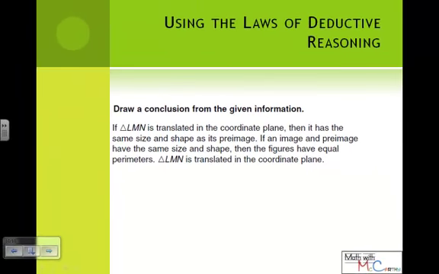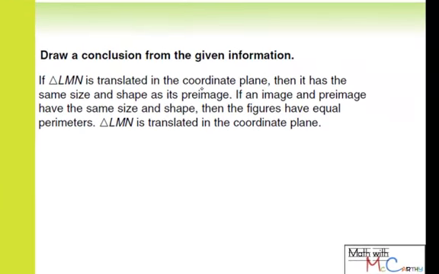Okay, so let's use deductive reasoning in one of our laws to draw a conclusion about this statement here. If triangle LMN is translated in the coordinate plane, then it has the same size and shape as its pre-image. If an image and pre-image have the same size and shape, then the figures have equal perimeters. So we're now told that triangle LMN is translated in the coordinate plane. So that would be telling us that P is true. So our conclusion has to be P implies R.